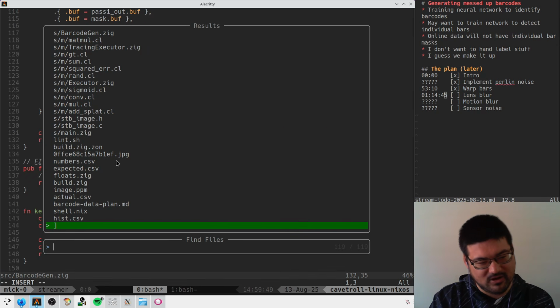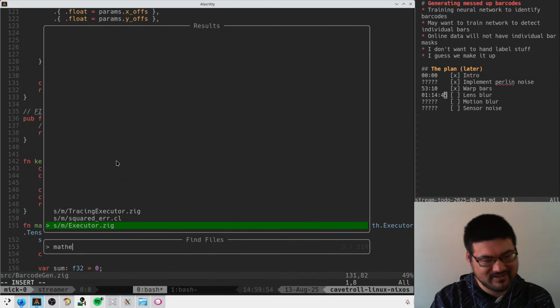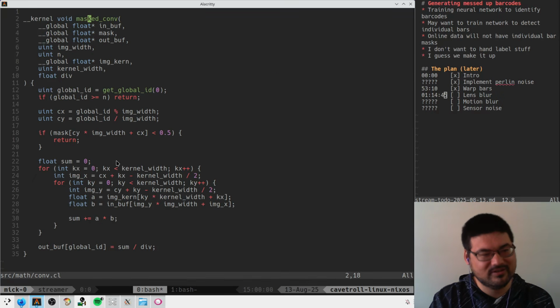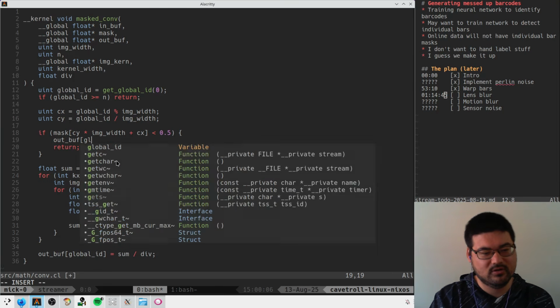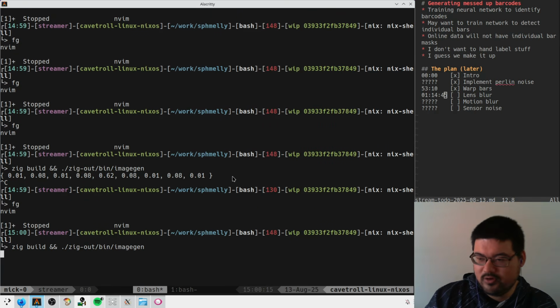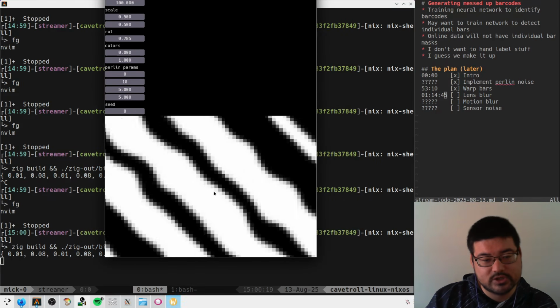With our masked conv, we need to pull from the background if it's there. So we need to go into, if this is less than that, outbuff global is equal to inbuff. Like this. Okay, so now we should start to see some blur here.